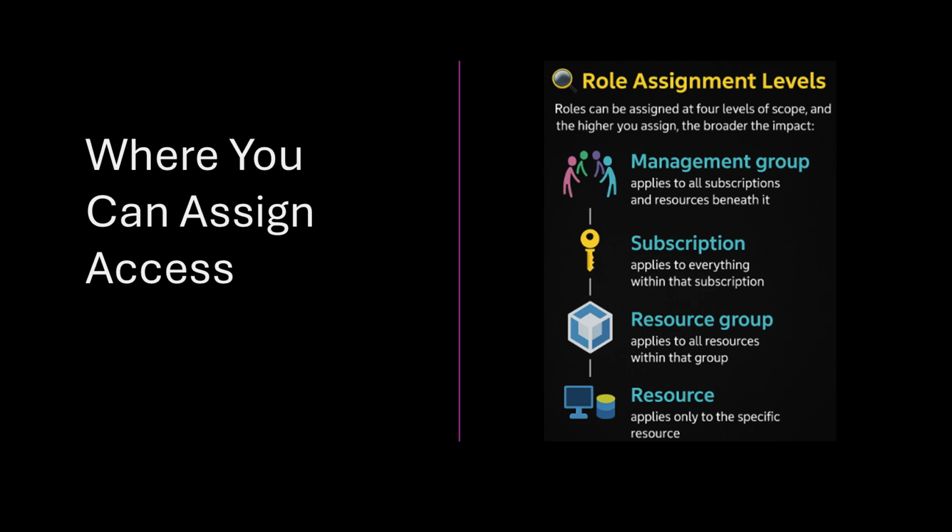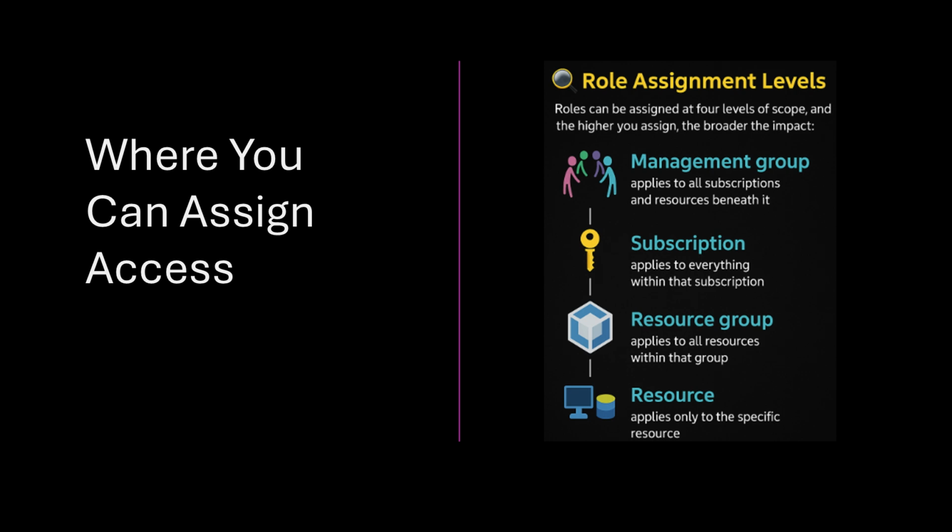When you are assigning roles in Azure, you can apply them at 4 different levels of scope. The higher the level, the broader the impact. If you assign a role at the management group level, it applies to all subscriptions and resources underneath it. Assigning at the subscription level means the access covers everything within that subscription.